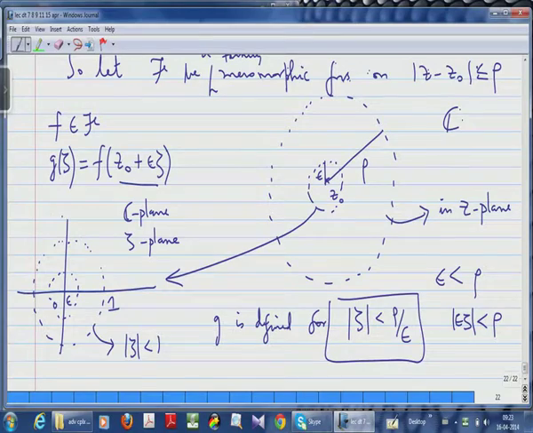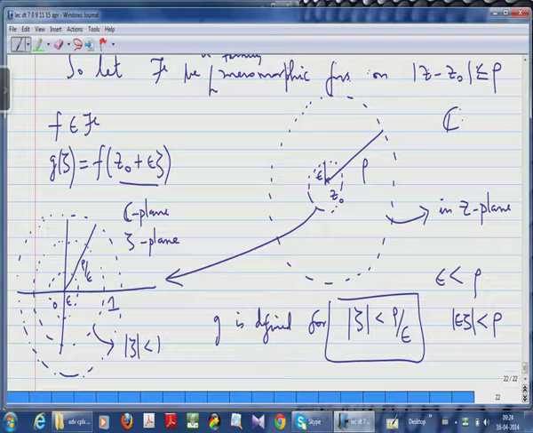And of course rho by epsilon will be slightly bigger. So it's in this bigger open disk that the function g is defined, and studying this function g in this bigger disk is the same as studying the function f in the original disk.